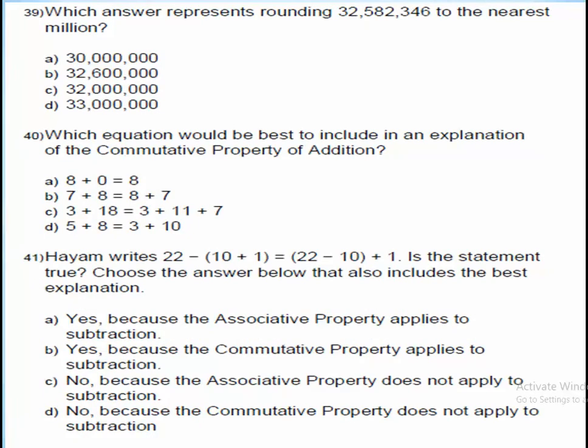Which answer represents rounding this number to the nearest million? Here we have million 2 and the next-door number is 5, so it will be 3. It will be 33 million.